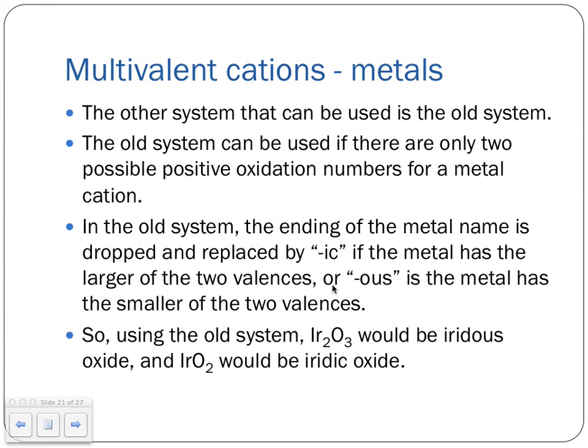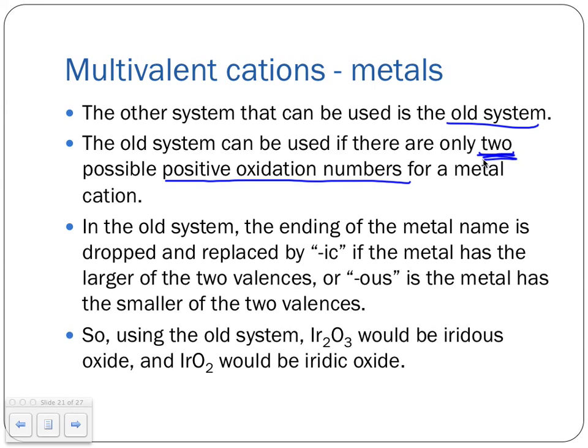The other system we can use is the old system, or the classic system. The old system can be used if there are only 2 possible positive oxidation numbers for a metal cation. When we ran into manganese before, which we said was +2, +3, +4, +7, we could not use the old system because it only works if there are 2. It requires that we look at the larger or the smaller of 2 things. It's comparative. It doesn't work if you have more than 2. It's one of the reasons why they had to develop the Stock system later on.